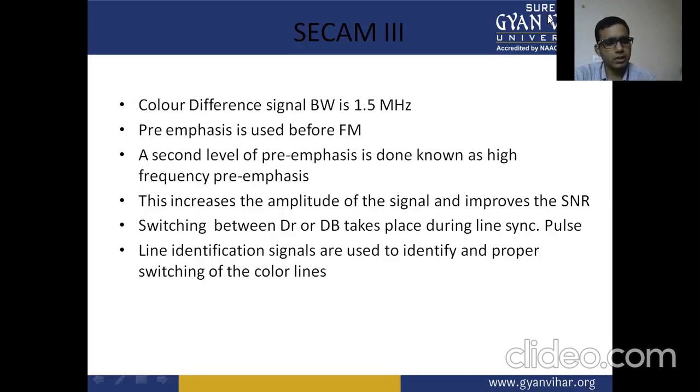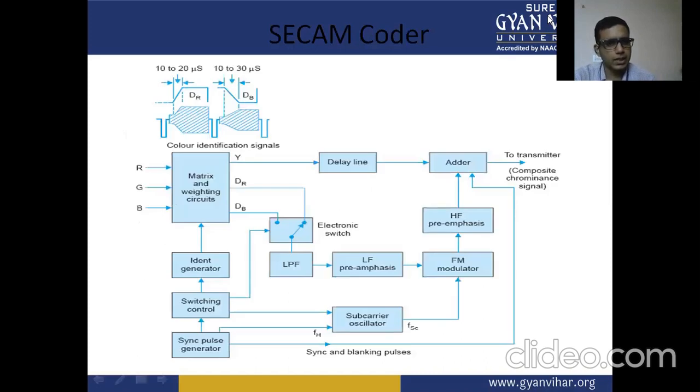Switching between DR and DB takes place during the line synchronization pulse, and line identification signals are used to identify and properly switch the color lines. This is the SECAM coder or transmitter section, showing how the signal is processed and transmitted through the SECAM coder and transmitter section. So through this block diagram, we are able to understand the concept of the transmitter.